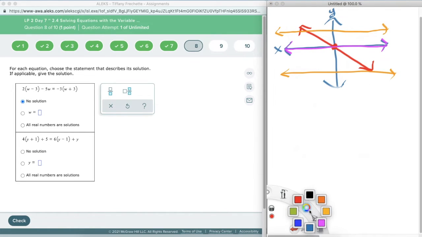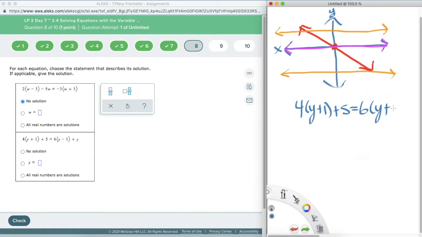Okay, so then we have 4y plus 1 plus 5, 6y plus, minus 1 plus y. Okay, so we're going to go through and start our distribution because we need to get rid of those parentheses just like we have in all these other problems. 4 times y, we get 4y. 4 times 1, we get 4. And then plus 5 gets just put on the end here because I haven't done anything with it yet.